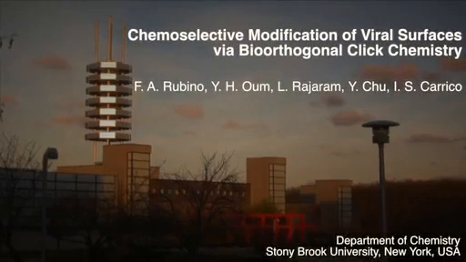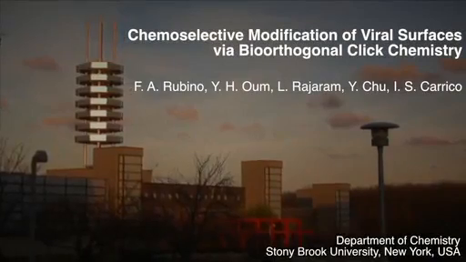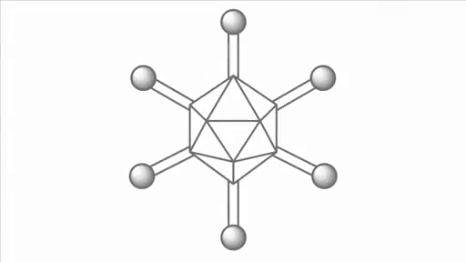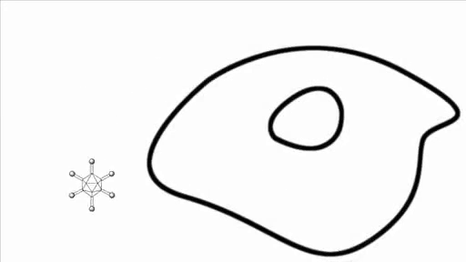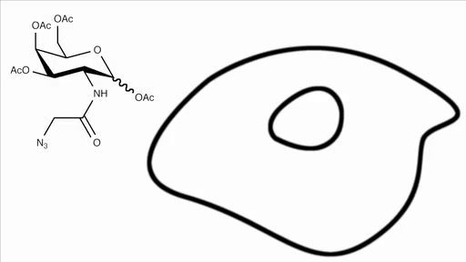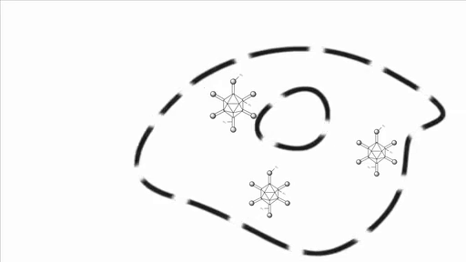The overall goal of this procedure is to demonstrate a flexible method of re-engineering viral surfaces via click chemistry. In the first step of this procedure, human embryonic kidney cells are infected with type 5 adenovirus and incubated in the presence of either the unnatural amino acid azidohomoalanine or the azido sugar peracetylated N-azidoacetylgalactosamine. After 2 days, the azide-labeled adenovirus particles are harvested and purified.